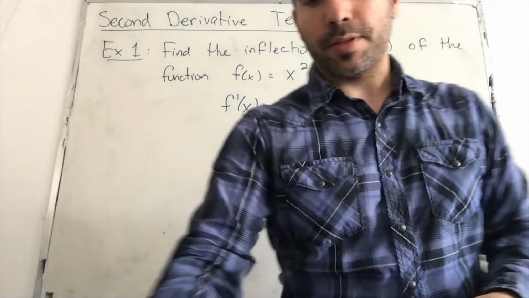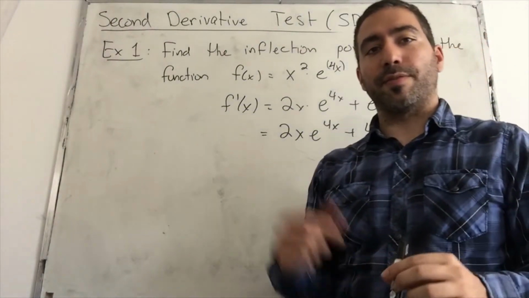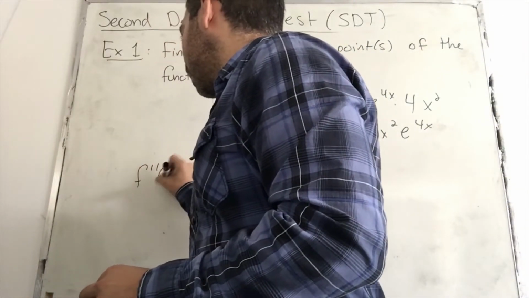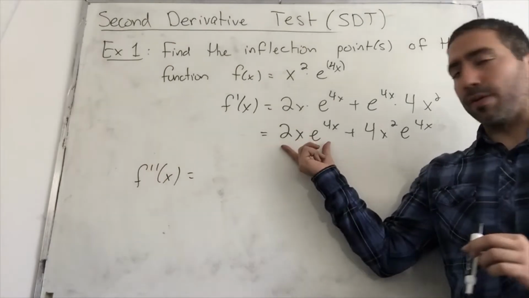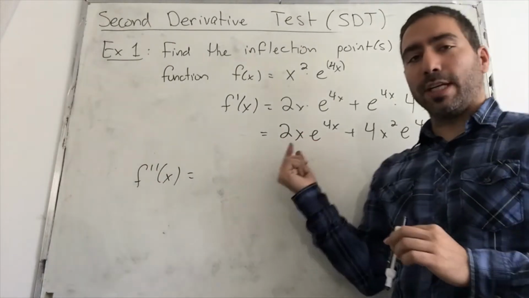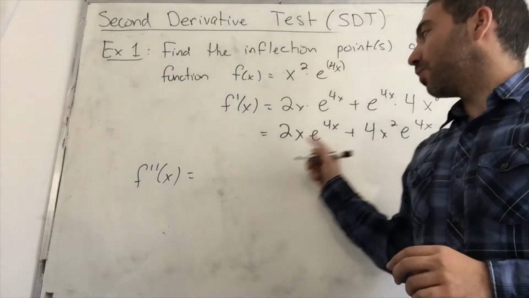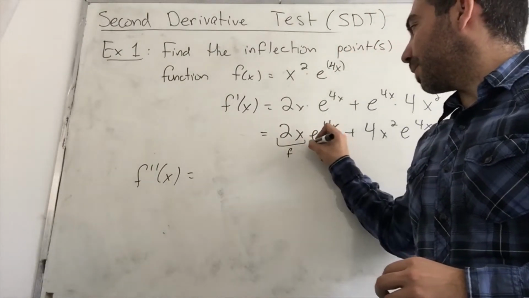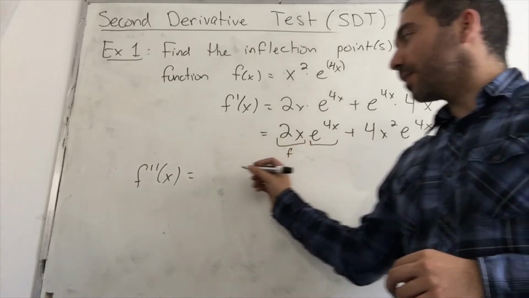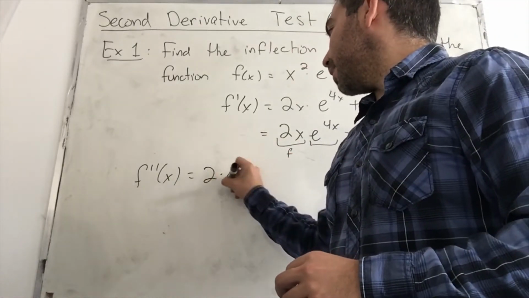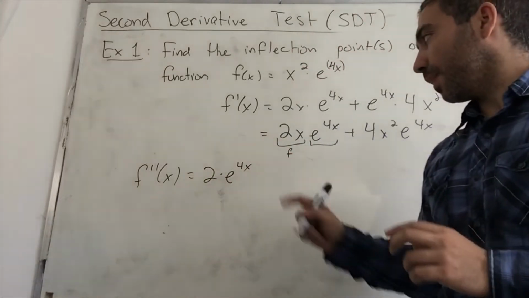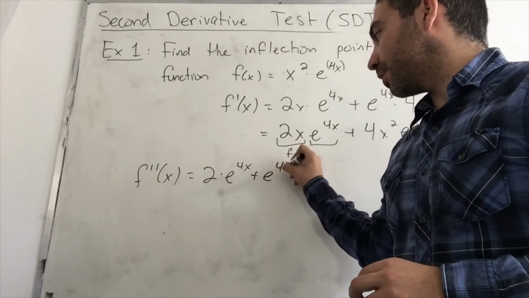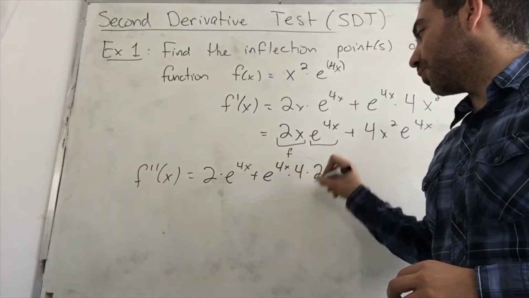So that's the first derivative. Let's go ahead and find the second derivative. So we're going to take the derivative once more. So f double prime of x. We're going to start off with the first term. Here we have a multiplication again, so we have to use the product rule in here. So this is my first function, this is my second function. So the derivative of 2x is 2 times e to the 4x, plus the derivative of e to the 4x is e to the 4x times 4 times our original 2x.